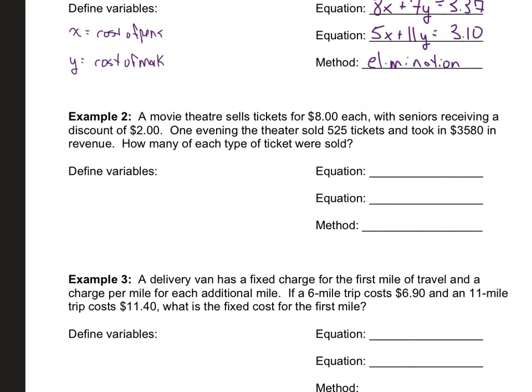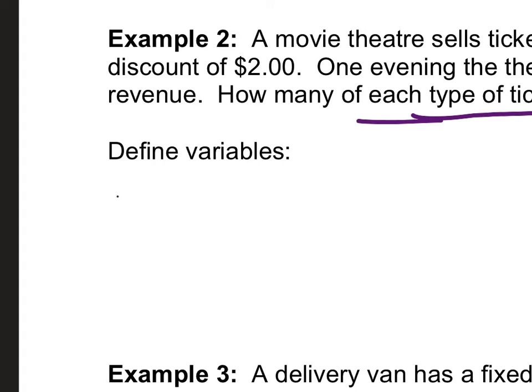Number 2, a movie theater sells tickets for $8 each, with seniors receiving a discount of $2. One evening, the theater sold 525 tickets and took in $3,580 in revenue. How many of each type of ticket were sold? Well, the variables are going to be each type of ticket. Well, there are 2 kinds. I'm going to say X is a regular ticket, and I'm going to say Y is for seniors.